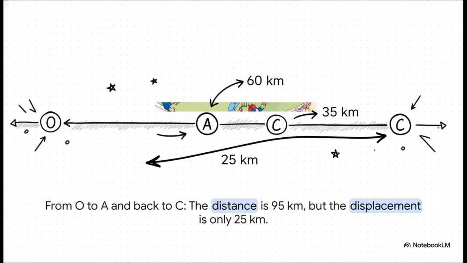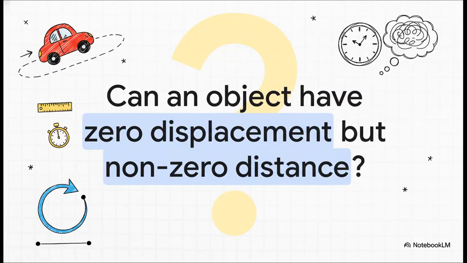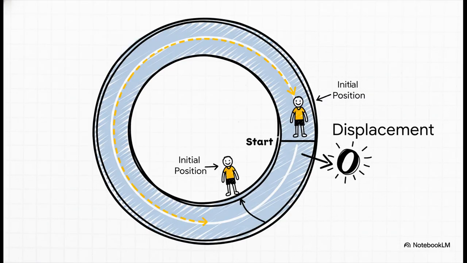See the huge difference? This brings me to a very, very common exam question. Just take a moment to think about it. Is it possible for an object to have moved, covering some distance, but for its displacement to be zero? And the answer is a definite yes. Think about an athlete running one full lap of a 400-meter circular track. When they finish, they are right back where they started. So the distance they covered is, of course, 400 meters. But because their starting position and their final position are exactly the same, their displacement is zero.